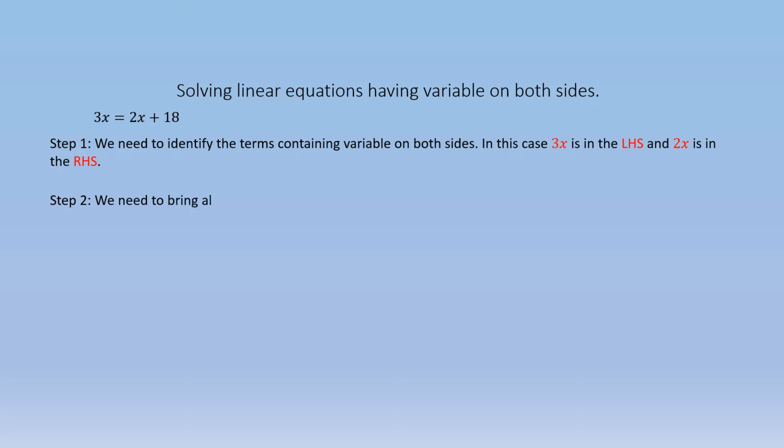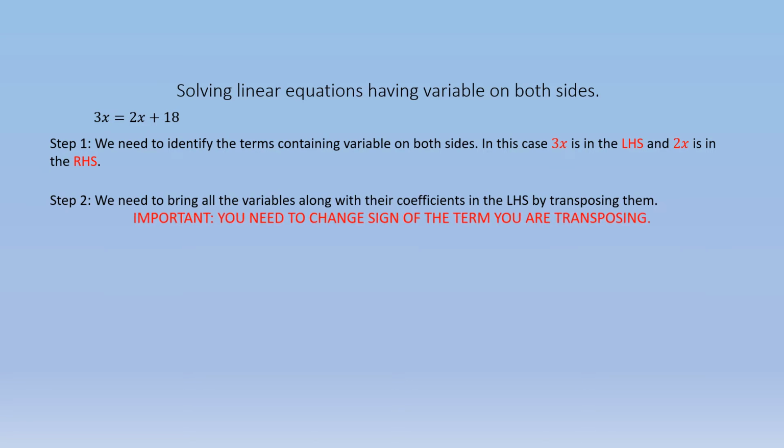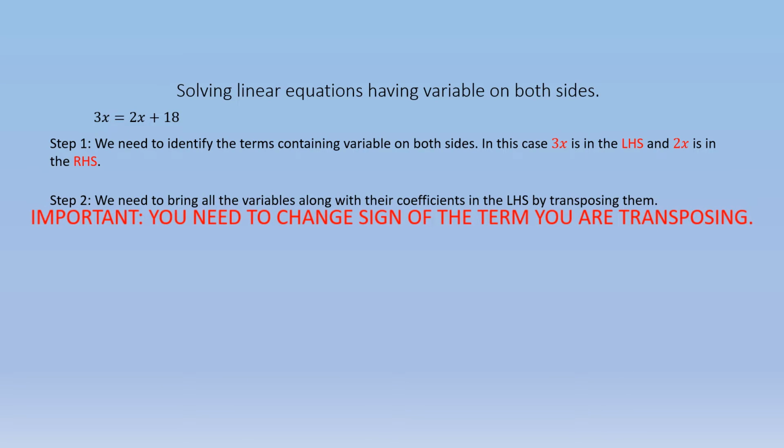Step 2: we need to bring all the variables to the left hand side and the constant terms to the right hand side. We do this by transposing them. We need to remember that whenever we are transposing, we need to change the signs as well. So we are transposing 2x from RHS to the LHS. We keep the LHS part as it is and we transpose 2x. Whenever we transpose 2x, it becomes minus 2x. So our new equation is 3x minus 2x equals 18.